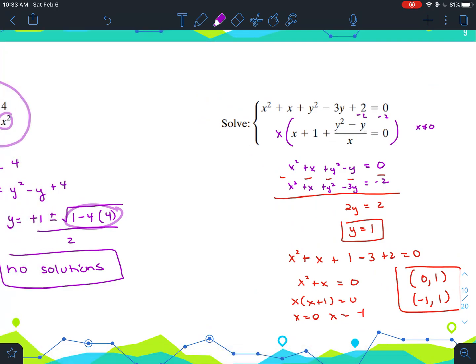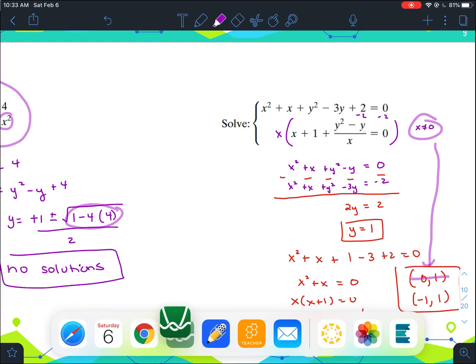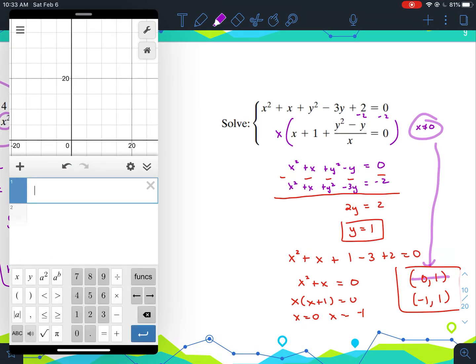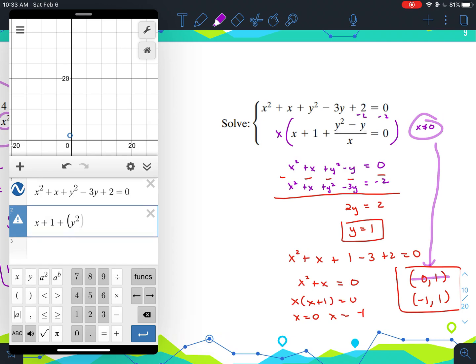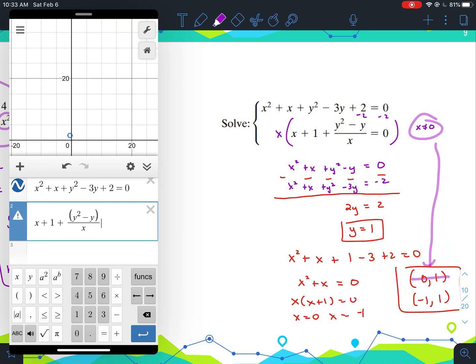Oh, but remember, x can't be 0. I forgot to check. So this one should not actually be a solution. So my only solution should be negative 1, 1. Well, let's graph these on Desmos and see what happens. So we get x squared plus x plus y squared minus 3y plus 2 equals 0. So that is a very little circle. And then I get x plus, then parentheses, y squared minus y, and then that is divided by x equals 0.